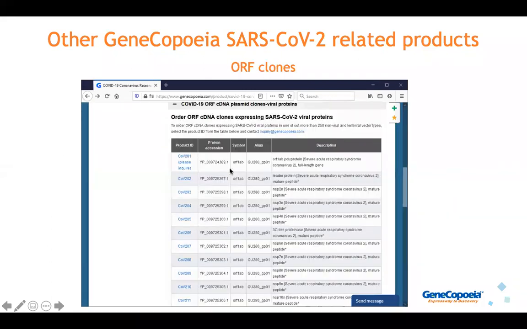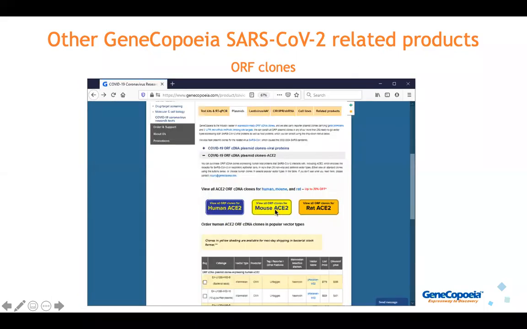One thing you can do on our website is order ORF clones in many mammalian expression vectors, over 250 vector types, in either lentiviral backbones or non-viral backbones. To do so, you would go to our website and click on the product ID as shown here. Then it would take you to the page where you can select your different vector types.